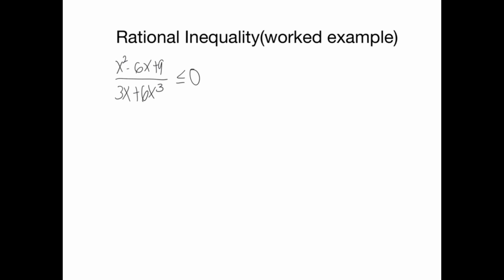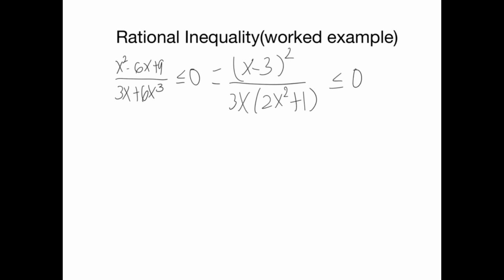So first you got to factor the top and bottom. So the top will factor to (x - 3) squared. The bottom will factor to 3x times (2x^2 + 1), and that's less than or equal to 0. Now we make a number line.